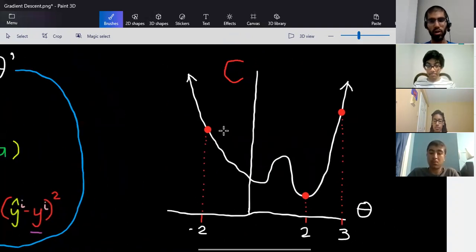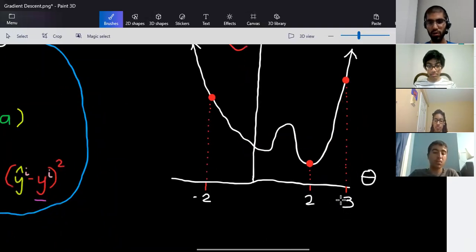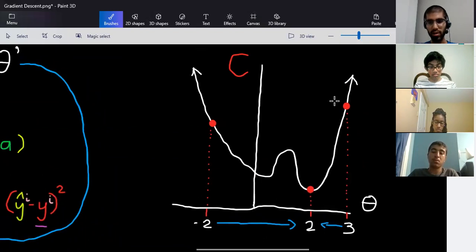So our job is to go from a value of theta like 3 to a value like 2, or a value of theta like -2 to a value of +2. The reason is that when we change the value of theta, we can minimize the function. That's just a technical way of saying when we change the value of theta, we get a lower cost. Our job is to get the lowest cost. Is this making sense?